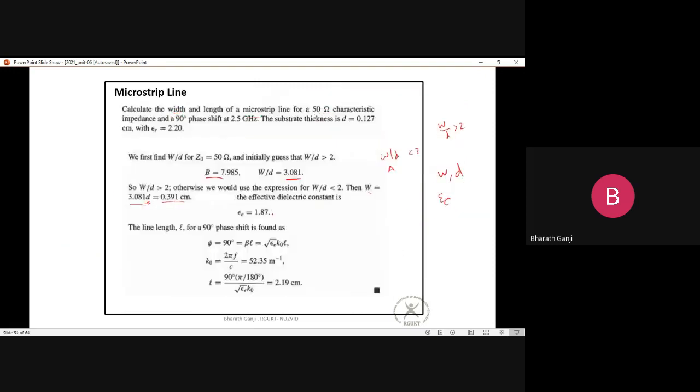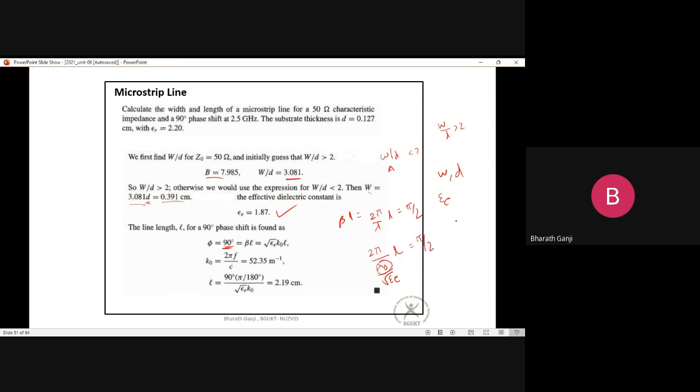So this is the epsilon effective. The TM mode propagates with this epsilon effective. So if I want a phase constant of 90 degrees, beta L is nothing but 2 pi by lambda into L, which should be equal to 90 degrees, which is pi by 2. Of course, 2 pi by lambda is lambda naught divided by square root of epsilon effective, into length, should be equal to pi by 2.